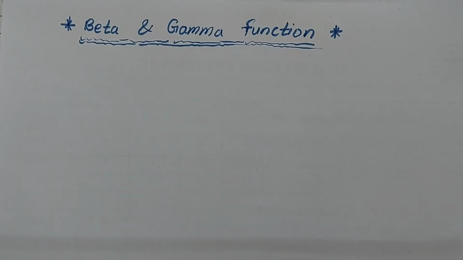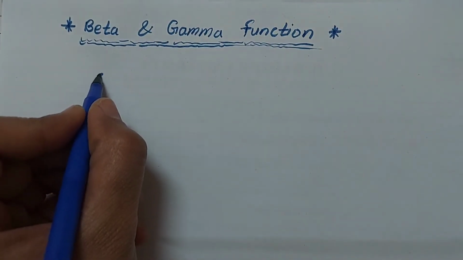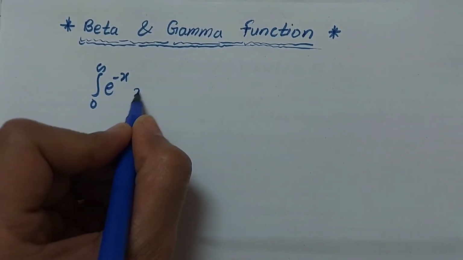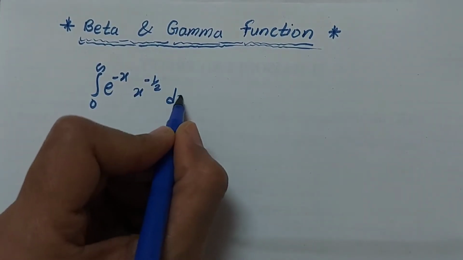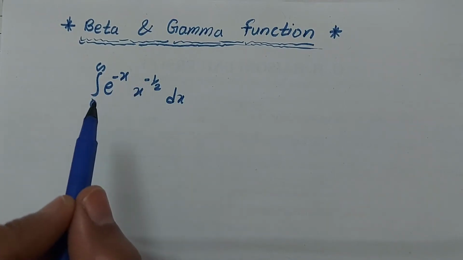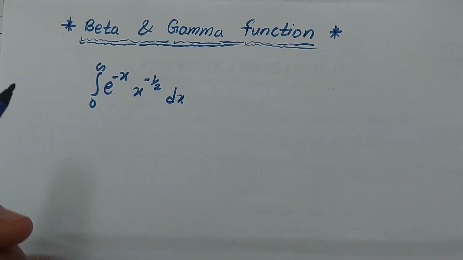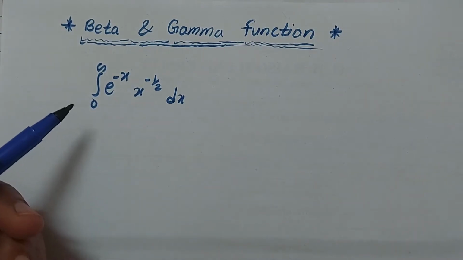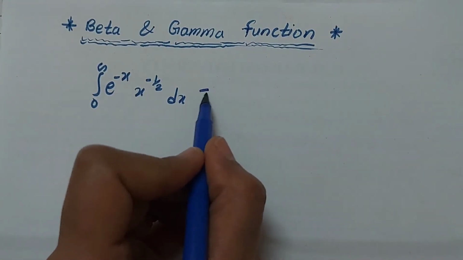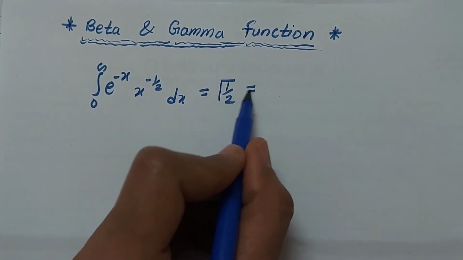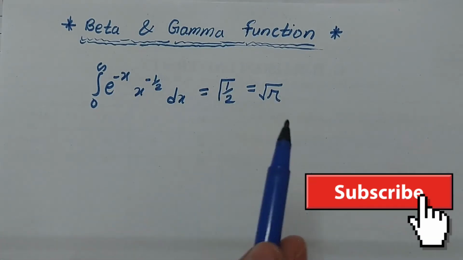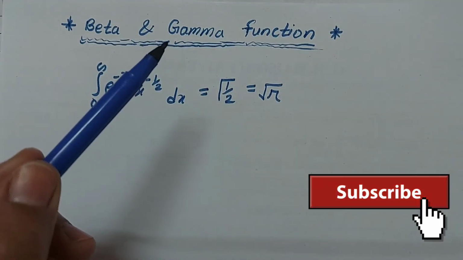Here suppose I write one example. Suppose we are given the integration from 0 to infinity of e raised to power minus x, raised to power minus 1 by 2, dx. If we try to solve this type of integration by using integration by parts, then maybe it is possible, but we do not get it easily. So by the definition of gamma, it is gamma of 1 by 2, and the answer of gamma 1 by 2 is under root of pi. That means within a second you get the answer by using the definition of gamma function.